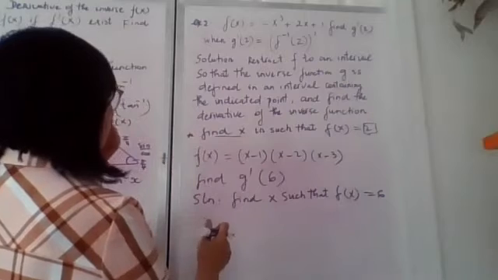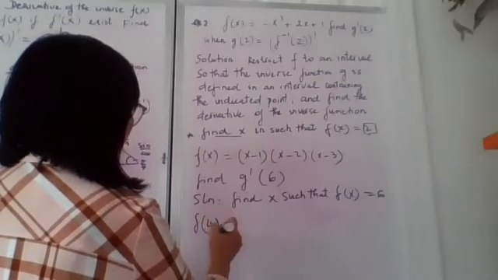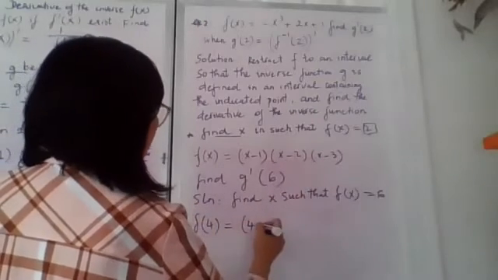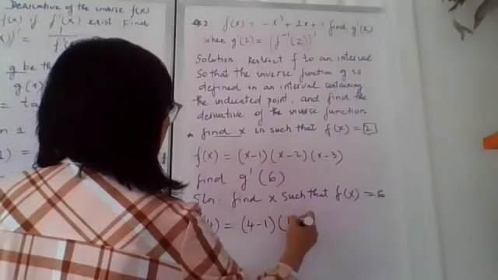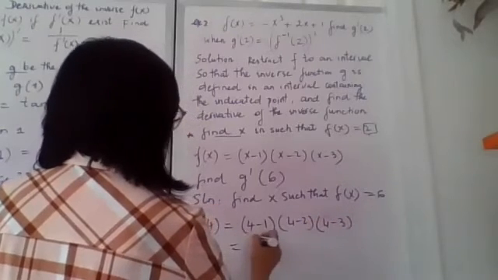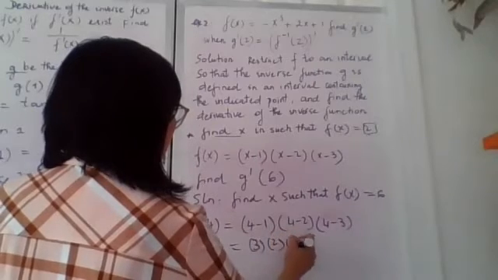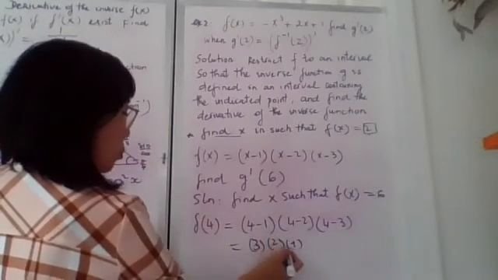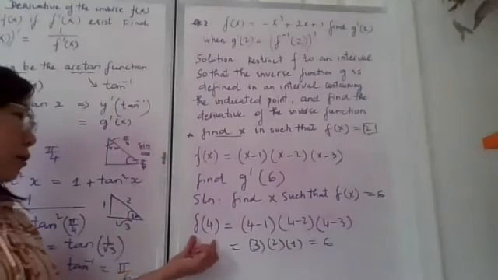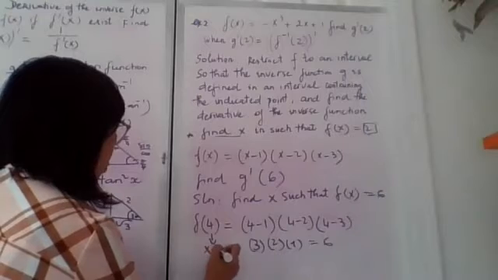So now let's find. Let's say I randomly select f of 4, let's find out. So substitute 4 in this: 4 minus 1 times 4 minus 2 times 4 minus 3. So what is it equal to? 3 times 2 times 1. And 3 times 2 times 1 is 6. So we find out x. So x here has to be equal to 4.